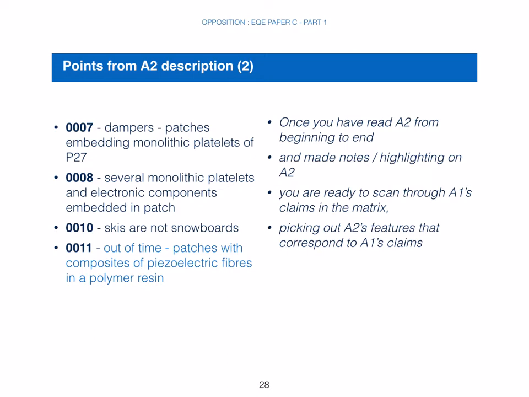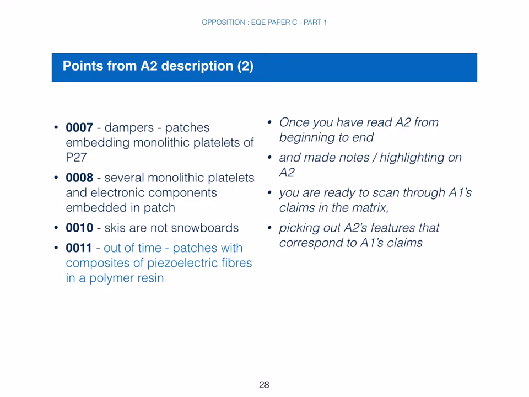And paragraph 11 happens to have been published after the priority date, so it's out of time, but it discloses patches with composites of piezoelectric fibers in a polymer resin. It's of interest to note features which are out of time, because it could be possible that they're used for another purpose, such as a definition, which doesn't turn out to be the case here. So that brings us to the end of A2.